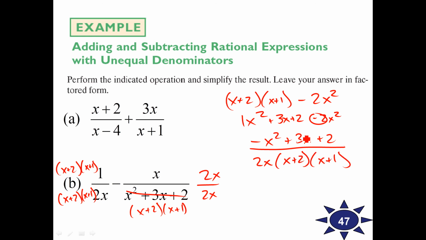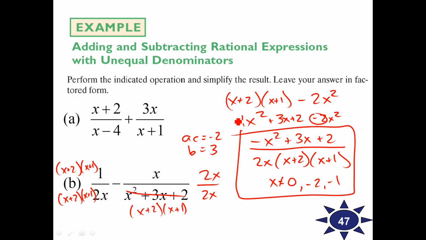Does the numerator factor at all? AC would be negative 2, and B is 3. No way to multiply to negative 2 and add to 3. So our job here is done. Let's get the restrictions. X does not equal 0, negative 2, or negative 1. All right, try problem 47. And that will do it for R7A. Any questions, make sure you get them answered in class. Good luck with those problems.